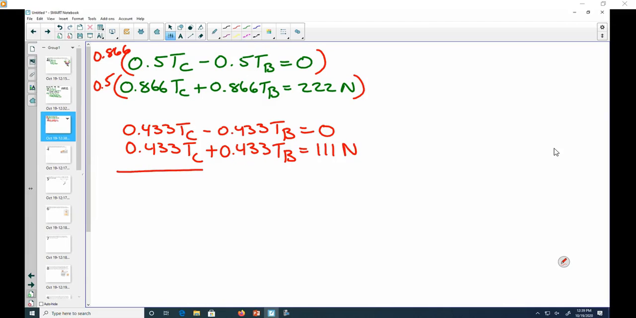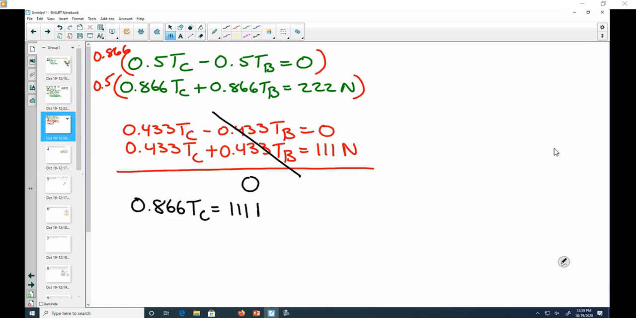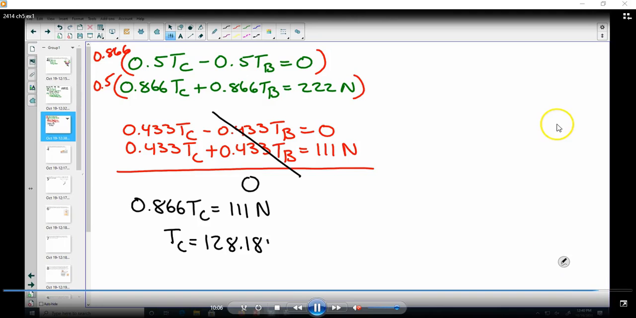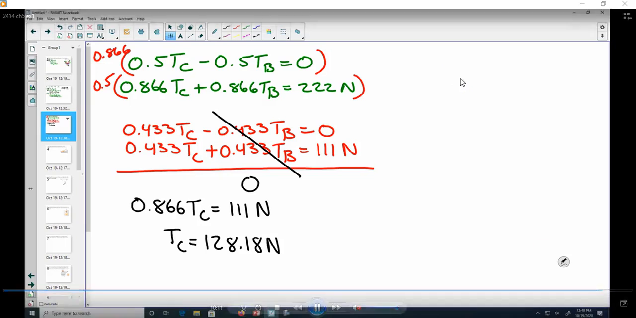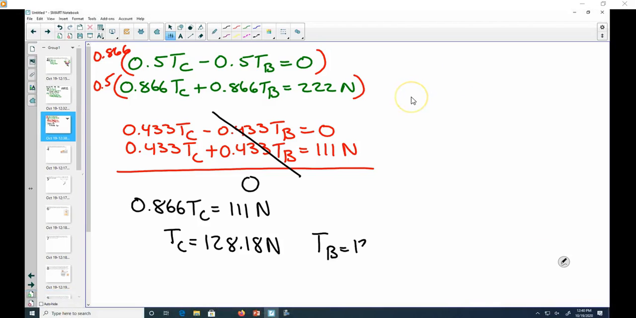So now if we add straight down, 0.866 TC, the TB's add to 0, and that is equal to 111 newtons. Divide by 0.866, and you get that the tension in C is 128.18 newtons, and we already know from before that TB is going to be equal to that, and so we get the same for TB. TA, still 150 from the first part.